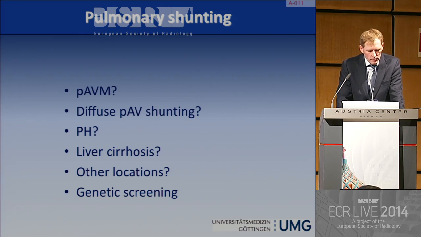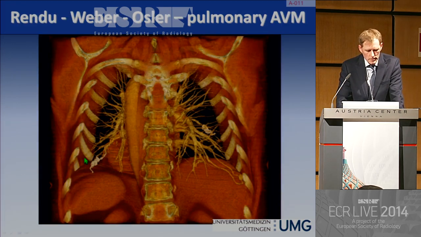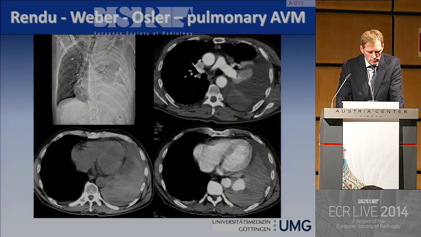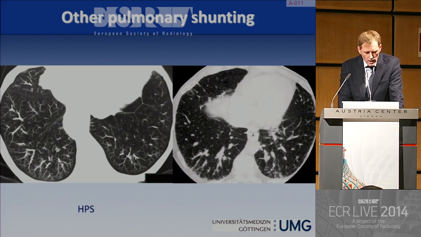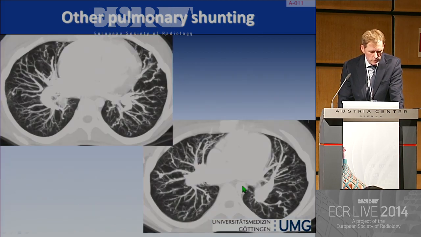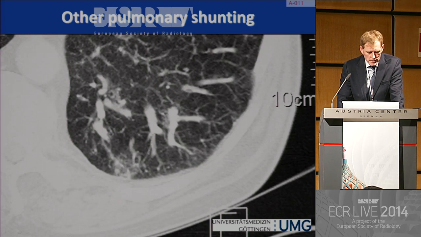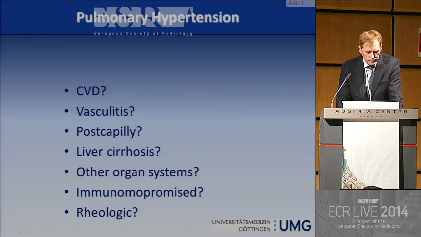Now, pulmonary shunting, you may all know that pulmonary AV malformations are associated with Rendu-Weber-Osler disease. Two of them had been treated before. We can see that these pulmonary AV malformations can rupture and certainly lead to all these devastating complications that warrant treatment in an early stage of the disease. Other pulmonary shunting we should always be aware of can exist as hepatopulmonary syndrome, so actually small shunts at the surface of both lungs in the lower zones, and plexiform arteriopathy in patients with pulmonary hypertension, such as in this patient with sarcoid pulmonary hypertension.